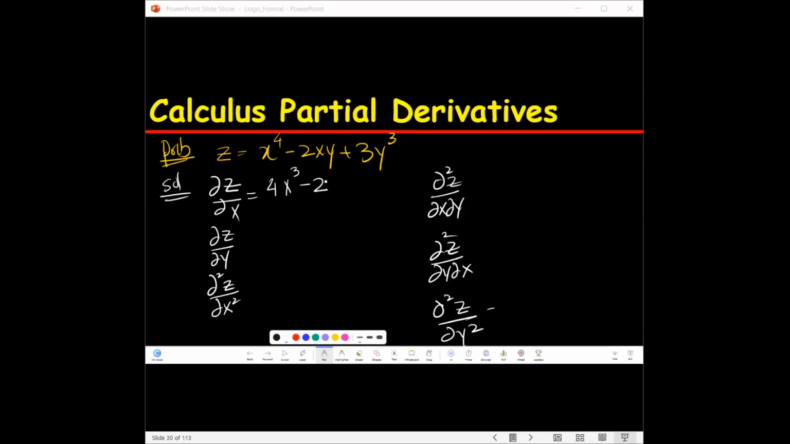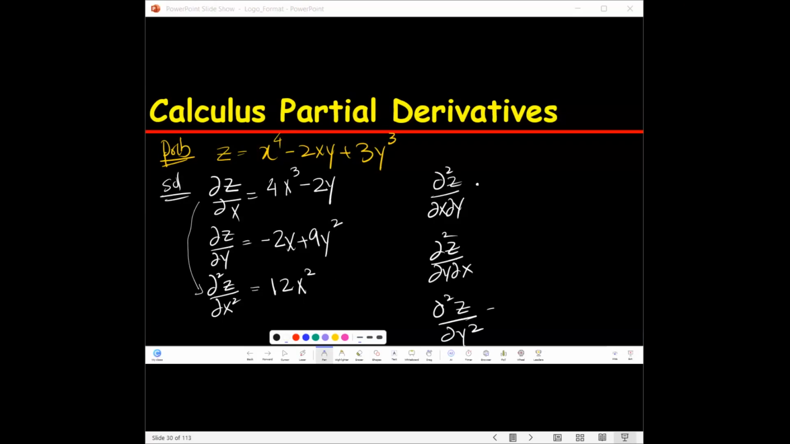4x cubed minus 2y. If I take it with respect to y, the first one will be 0 and then minus 2x plus 9y squared, since the cube is reduced by one power to square. The third one is the higher order derivative with respect to x, so I take the first one and it's going to be 12x squared. That's it. The other one, minus 2y, becomes 0 because it is considered a constant this time, and the derivative of a constant is 0.